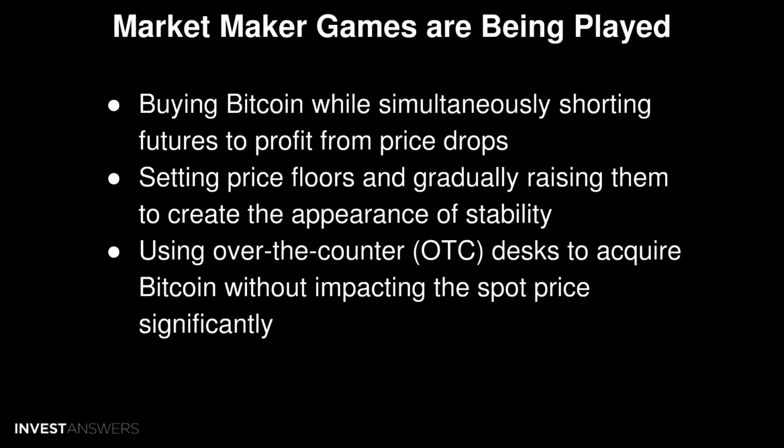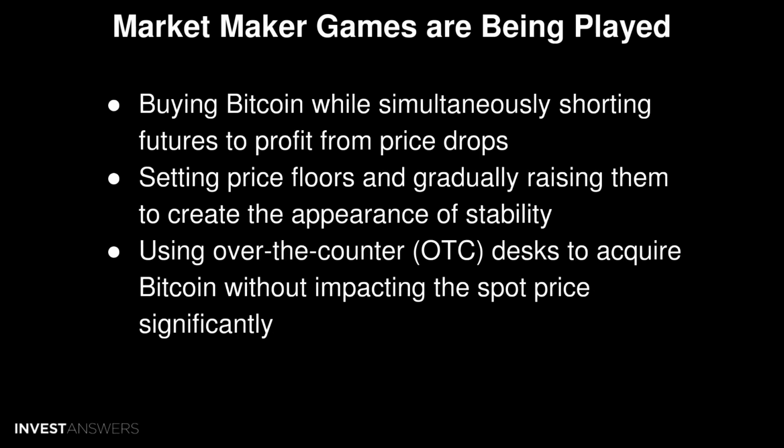Now, the market maker games are being played. You're dead right there. They're doing things like buying Bitcoin while simultaneously shorting the carry trade. They're shorting the futures to profit from price drops. They're setting price floors. Binance does a lot of this, gradually raising them to create the appearance of stability. And a lot of OTC is happening. There's 400,000 Bitcoin on the OTC desks. I think Saylor just bought a bunch of them, and others are going to buy them too. But that is impacting the spot price significantly. The market makers are doing their thing, as it were.